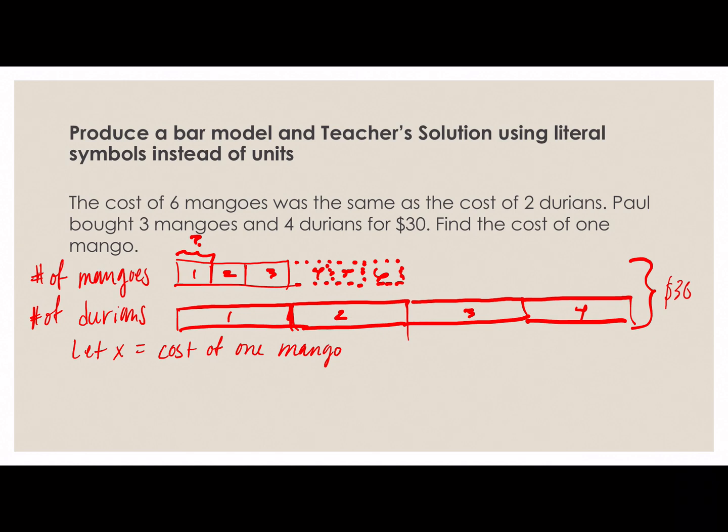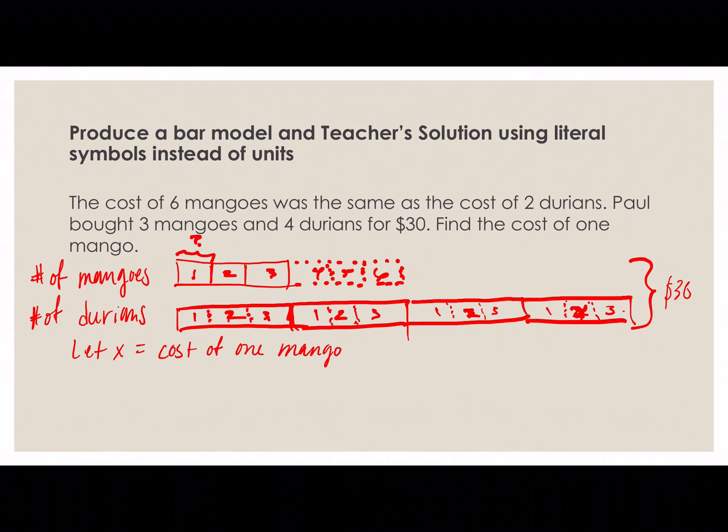So $30 is the same as three mangoes here, 3 mangoes here, 3 mangoes there, 3 mangoes there. So how many mangoes do we have? All of them together are $30. So 1, 2, 3, 4, 5, 6, 7, 8, 9, 10, 11, 12, 13, 14, 15. Okay, there are 15 mangoes.